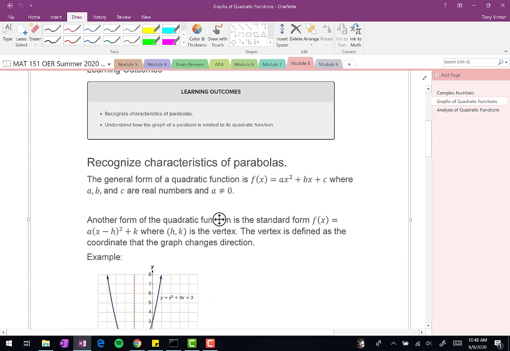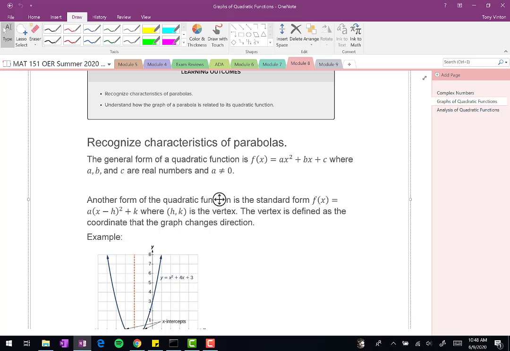Any quadratic or parabola, as we call them, is of the form f of x equals ax squared plus bx plus c, where a, b, and c are real numbers. And a can't be 0, because if a is 0, you really just have bx plus c, which is a line. So then you're no longer dealing with a quadratic.